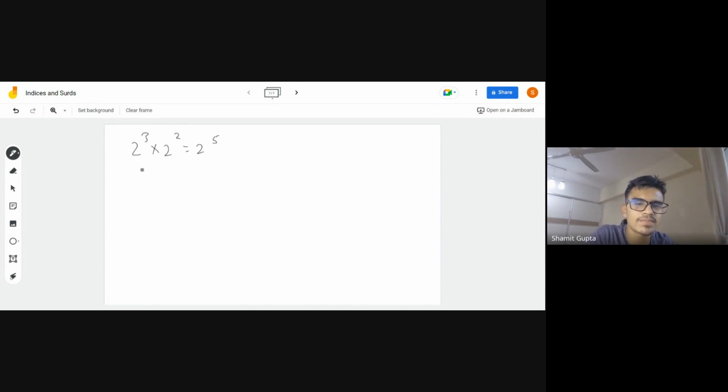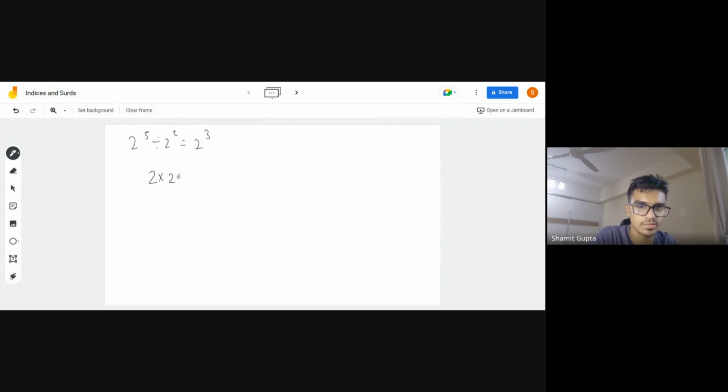2 to the power 3 times 2 to the power 2 can be written as 2 times 2 times 2 times 2 times 2. So now there are 5 2's actually, so that's why you can write it as 2 to the power 5. Then there's one for division, 2 to the power 5 divided by 2 to the power 2. In this case, it subtracts. This is again a common sense law.